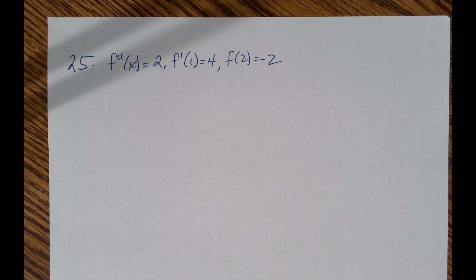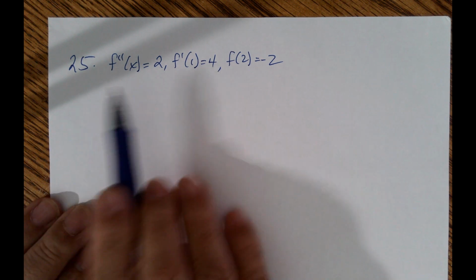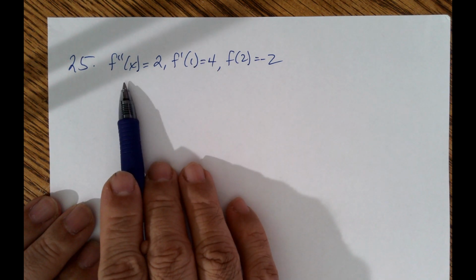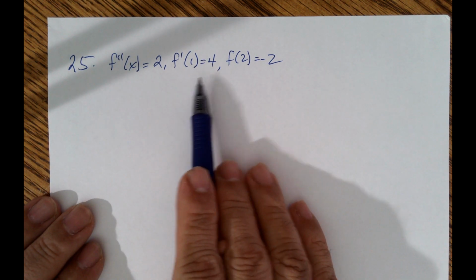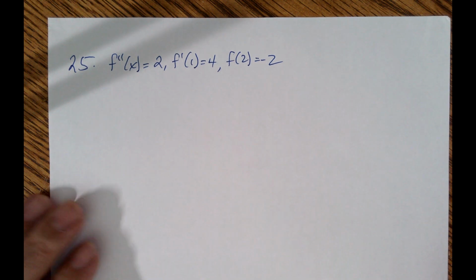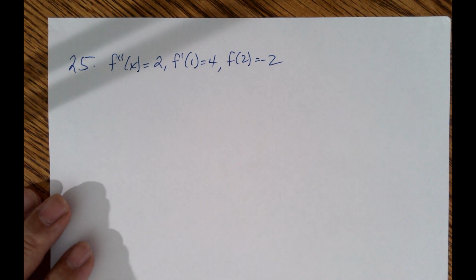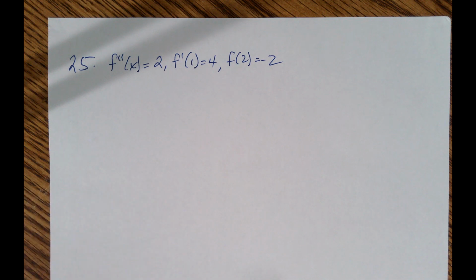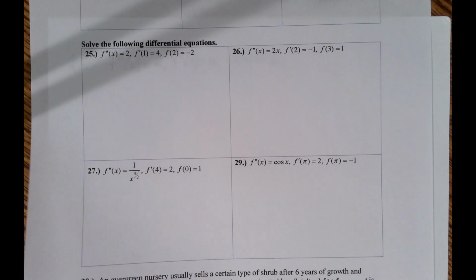So we're asked to find f of x. We're given f double prime of x, the second derivative of f, and f prime of 1 is given to be 4. F of 2 is given to be negative 2. This is off of page... let's see if we can see. So it looks like this. This is what the page looks like. Okay, and we're doing number 25.